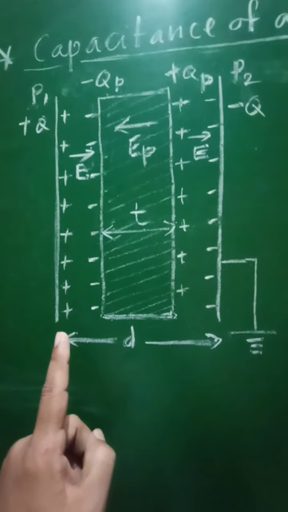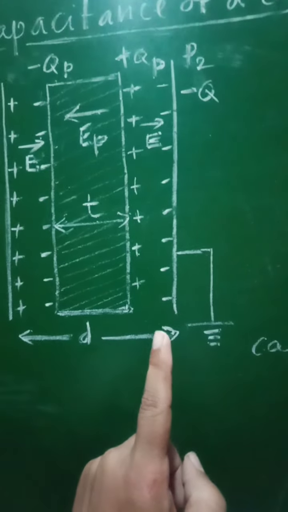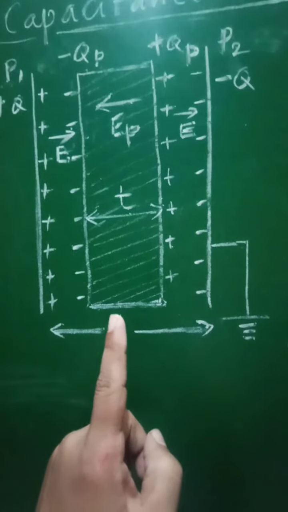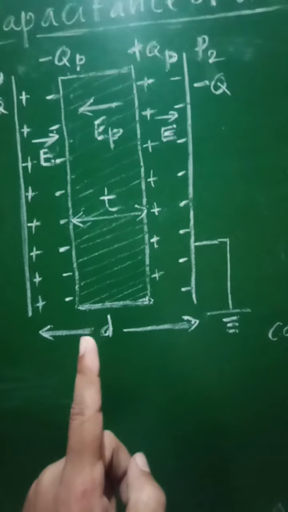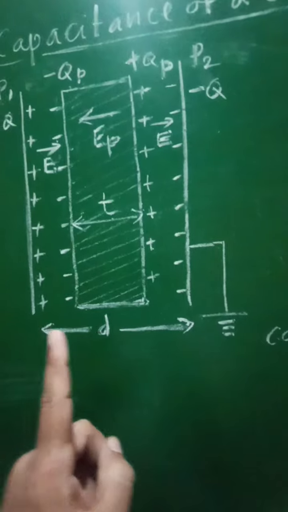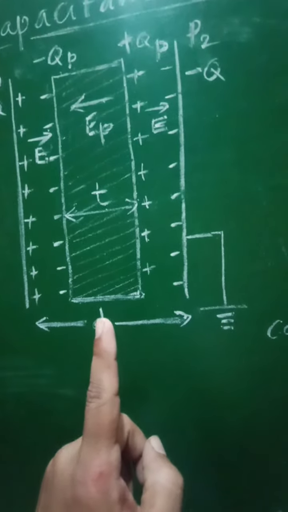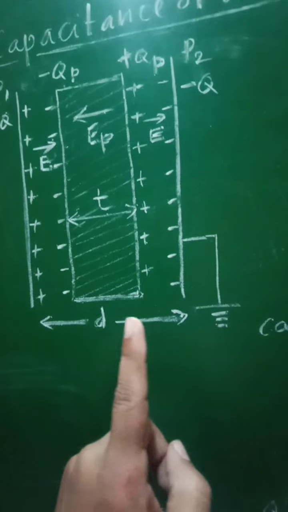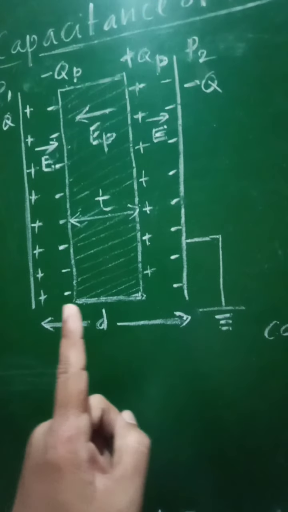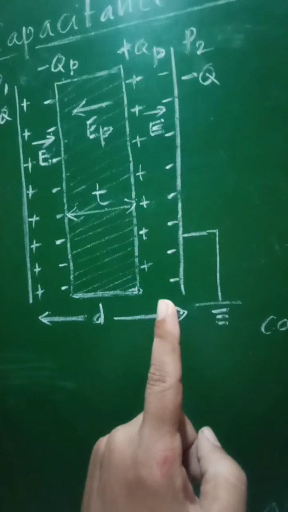The plate P1 is given positive charge, that is plus Q charge, so that minus Q charge is induced on this plate P2. Then a dielectric slab of thickness t is introduced between these two plates. Before introduction of this dielectric plate between the plates of the capacitor, let E0 be the electric field between these two plates directed from positive plate to negative plate.